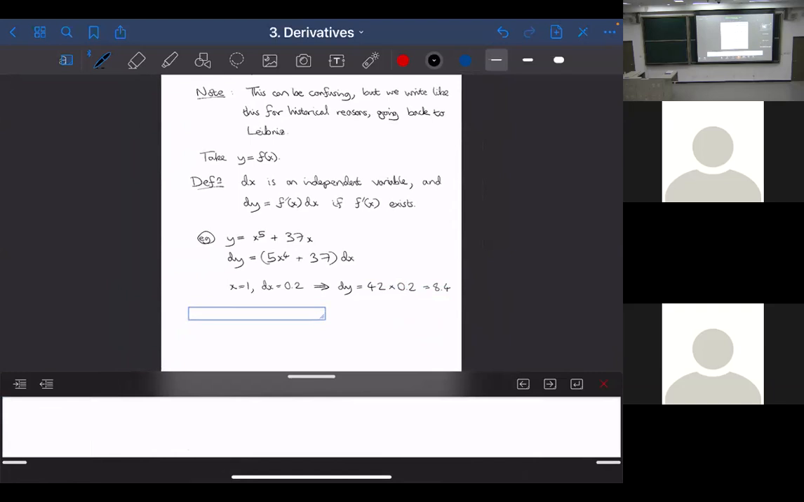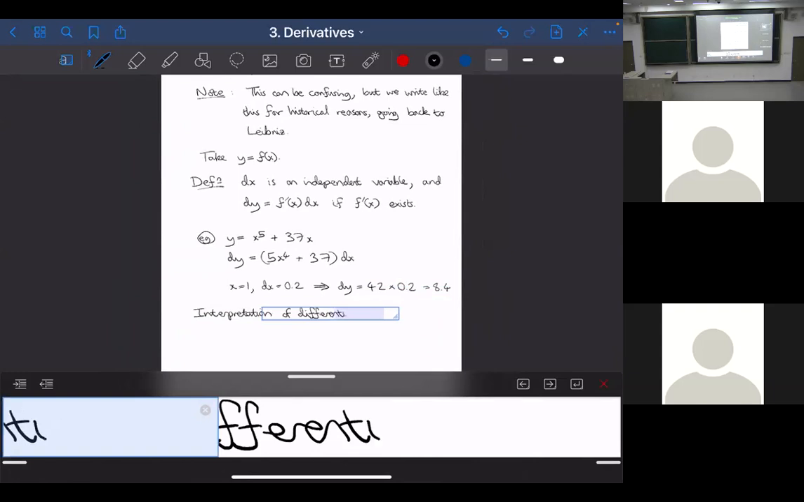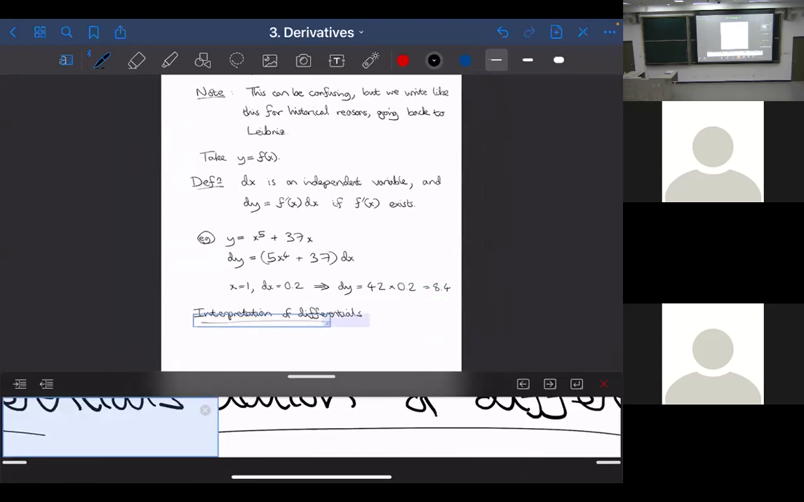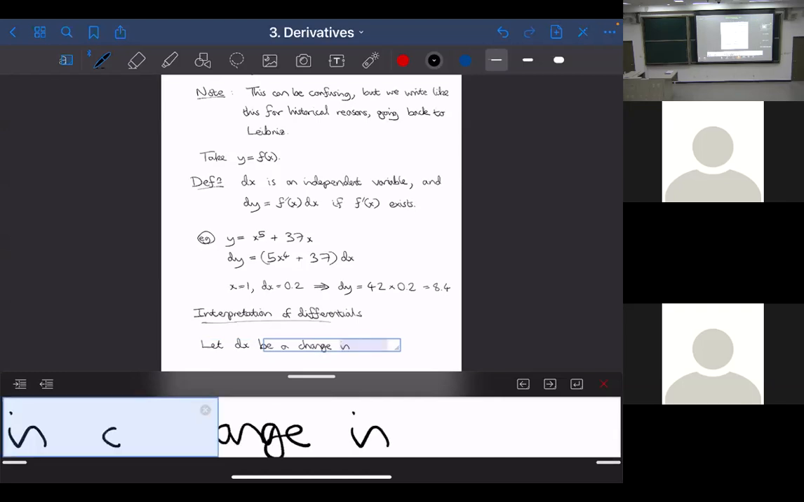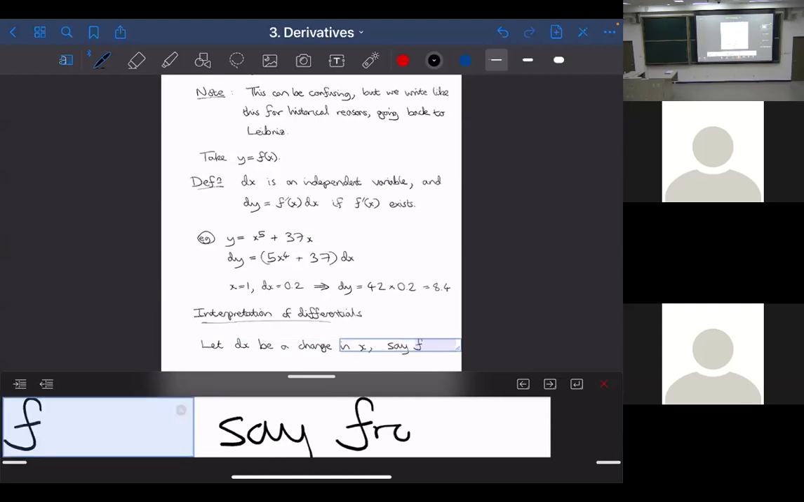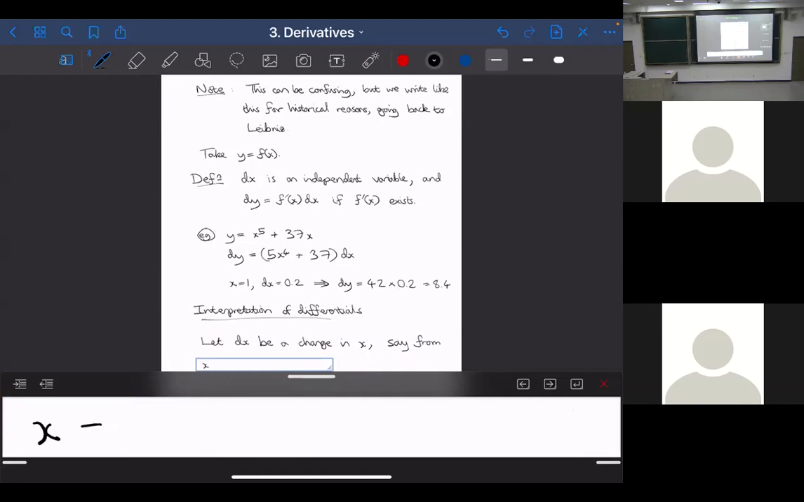So interpretation. So let me explain this in words. Let dx be a change in x. So say from x equals a to x equals a plus dx.